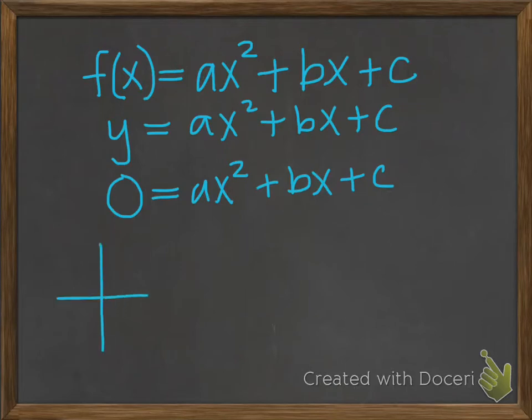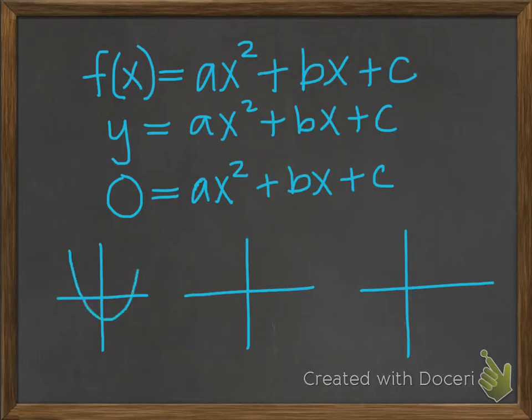So if you recall, whenever we graph a quadratic function, we create a parabola, that U shape. When I graph it, it can look one of 3 ways. It can intersect the x-axis at 2 points. It can intersect the x-axis at 1 point, or it can be completely above or below the x-axis and not intersected at all.